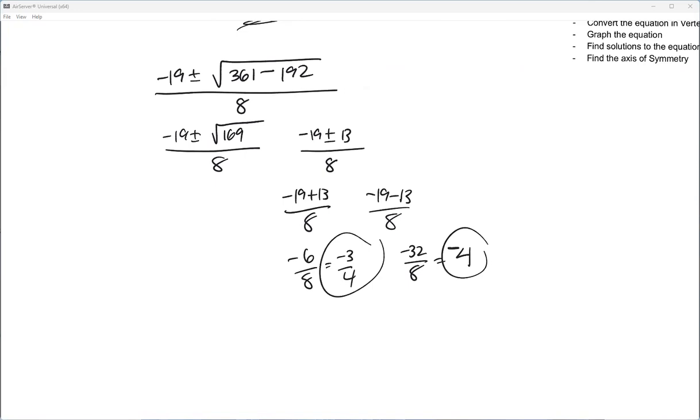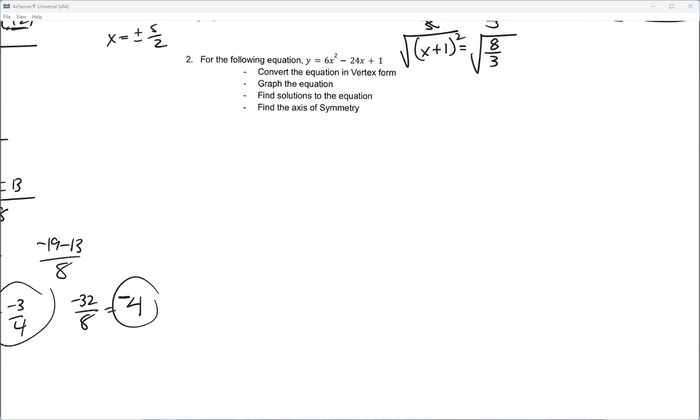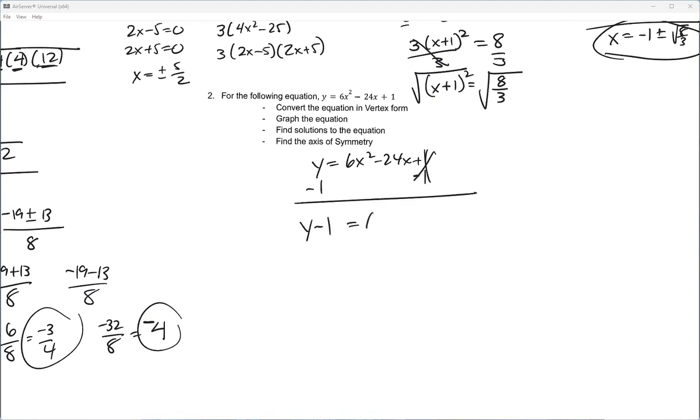Okay. All right. Number 2 is to convert the following equation and put it in vertex form. So remember, you have to complete the square. So y equals 6x squared minus 24x plus 1. I mentioned this before, but I like to subtract the 1 to the other side. So it'll be y minus 1 is equal to 6x squared minus 24x. Factor out the 6.